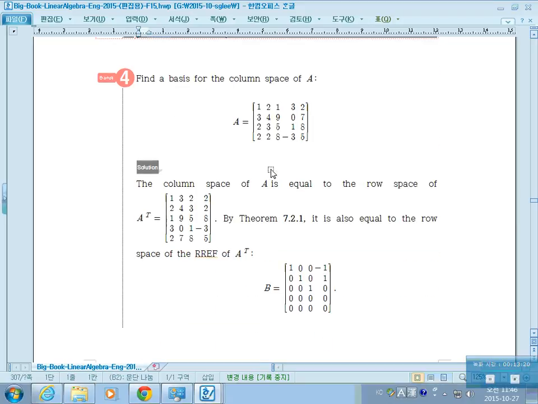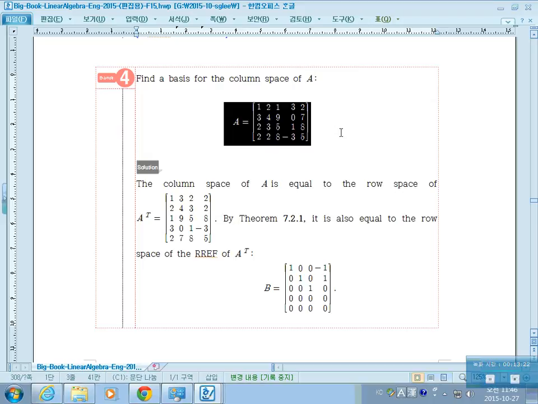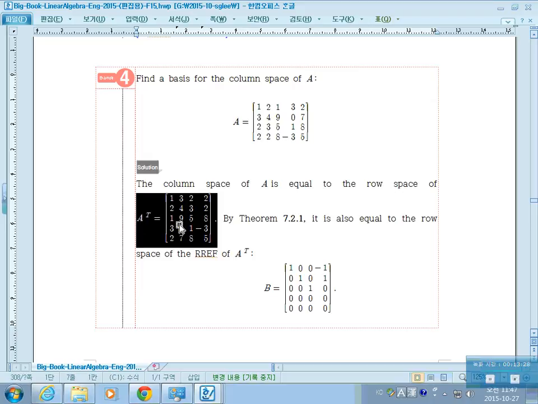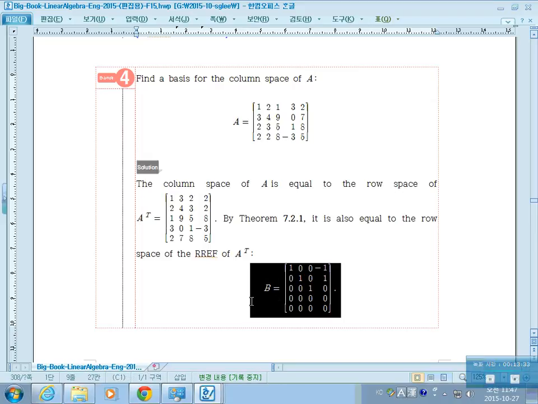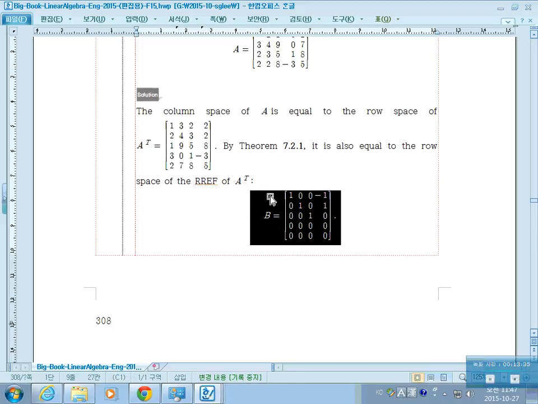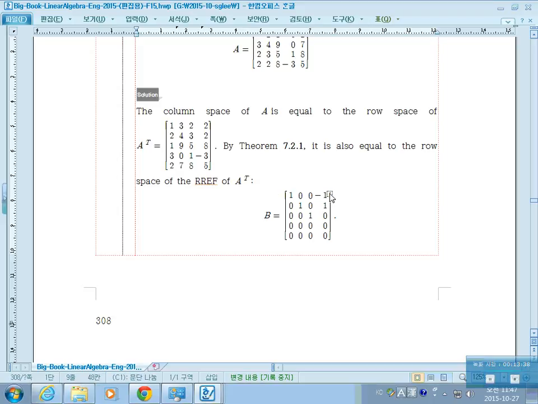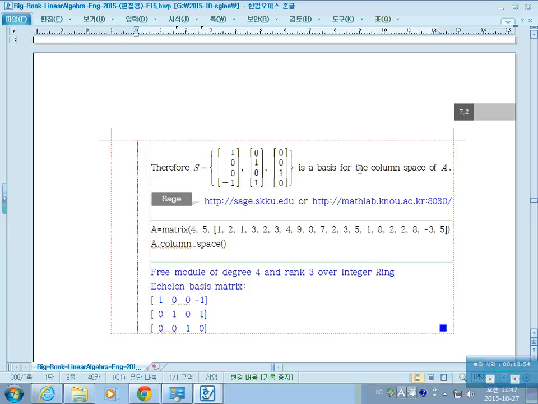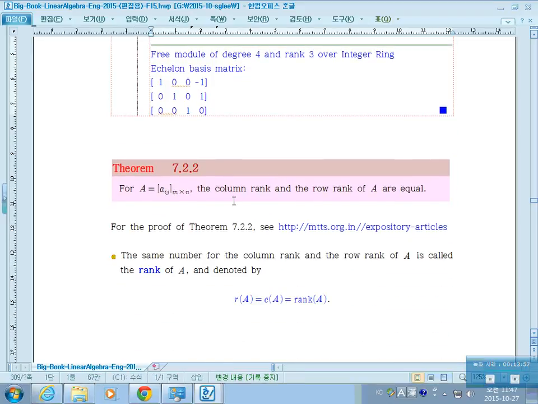Find the basis for the column space. Then all you have to do, in order to use the row reduced echelon form, is find A transpose like this. Then do the same thing: find the RREF for A transpose. Then you have this. Then each row can be considered as a column of the given matrix A. So the transposes of these three vectors form a basis for the column space. Okay. So these three vectors form a basis for the column space. You can do the same thing.